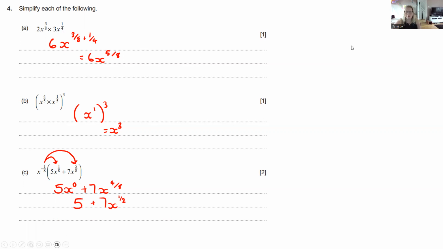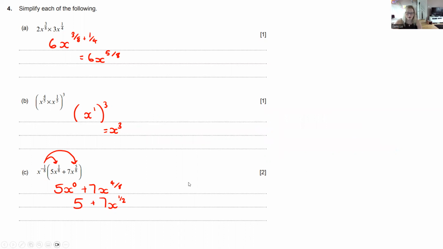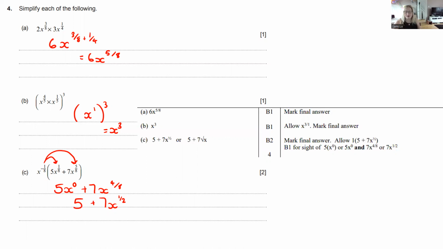Okay, let's check the mark scheme. So the first question, 6 with 5/8, great. Second question, 6 to the power of 3, great. And then the last one, 5 plus 7 to the half, or they did do the square root because half is the square root sign. So as long as you've got any of them and you've done, well done, you've done the next one.